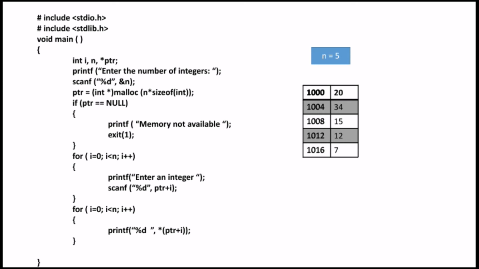Similarly, in the next for loop, we are trying to print the value stored in that address. So star ptr plus i means what? The first address, that is 1000, and there 20 is stored, so that value will be printed. Next time, ptr plus i means what? i is actually holding 4 bytes, that is of type integer, so 1000 plus 4, that means 34 will be printed, and similarly next 15 will be printed, then 12, and lastly 7 will be printed.